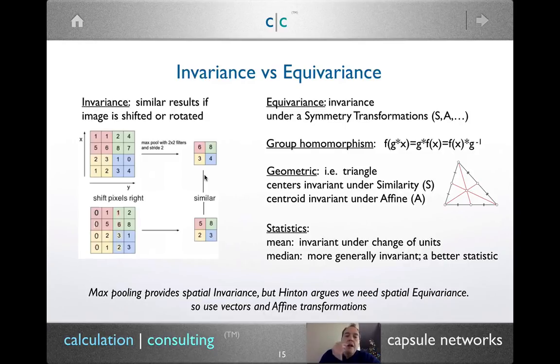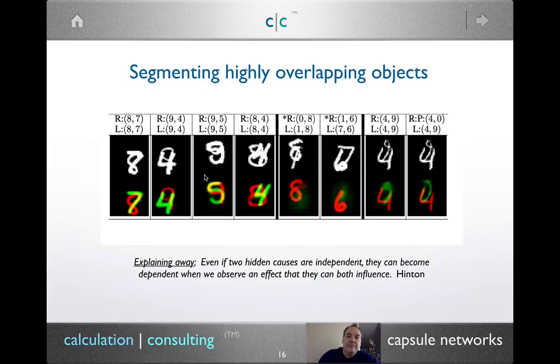So max pooling provides spatial invariance, crude spatial invariance, but Hinton argues we need spatial equivariance. How are we going to do that? Well, in his first paper, we're going to define a vector called a capsule vector, and we're going to use it to define an affine transformation.